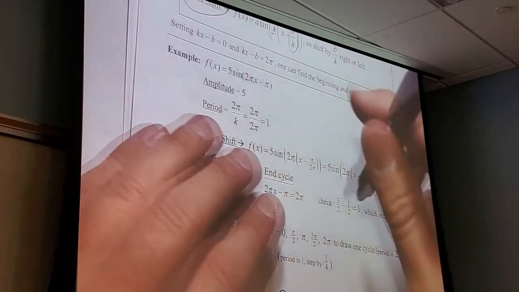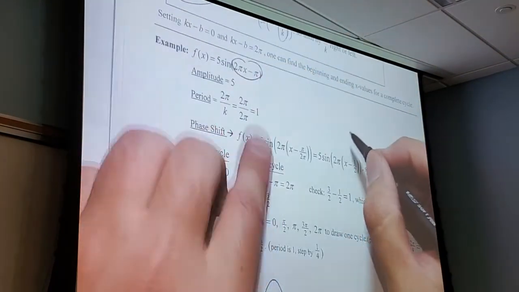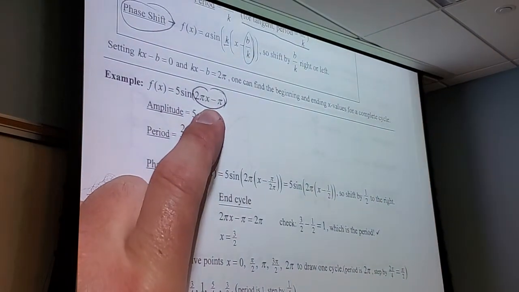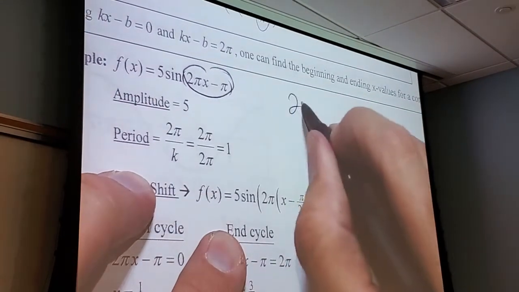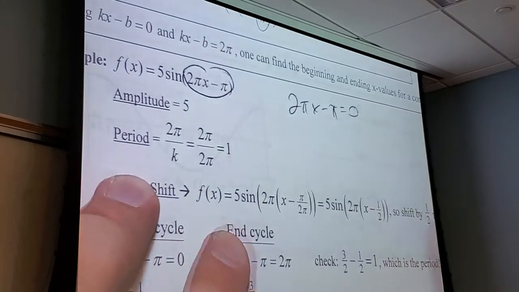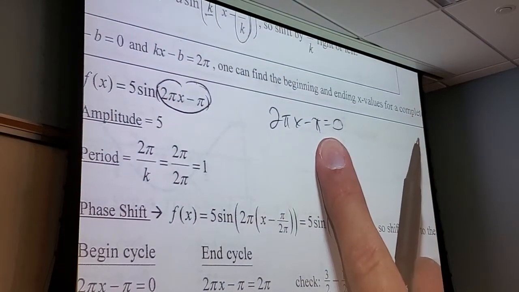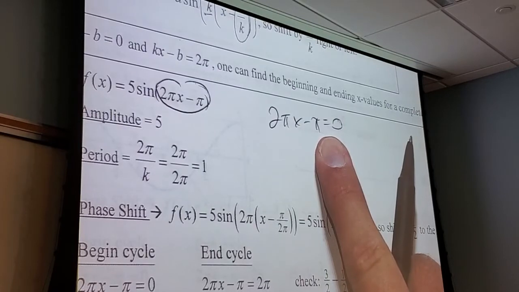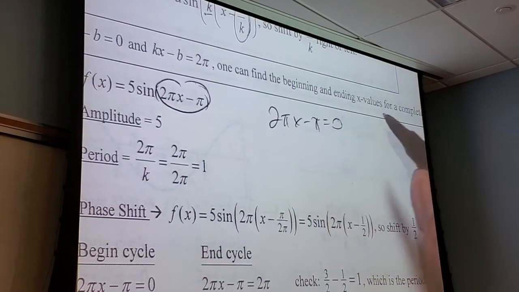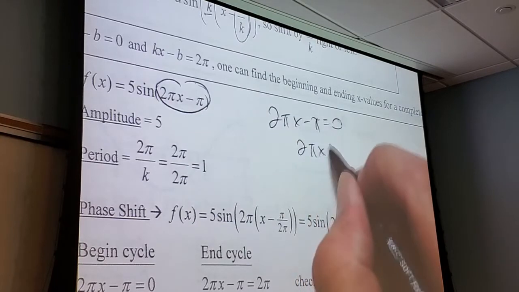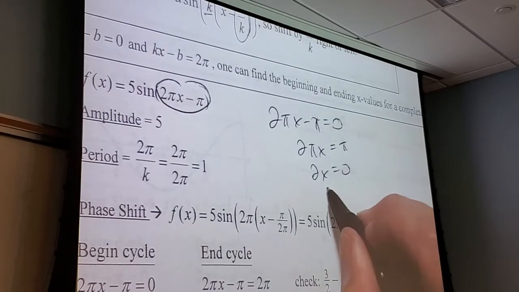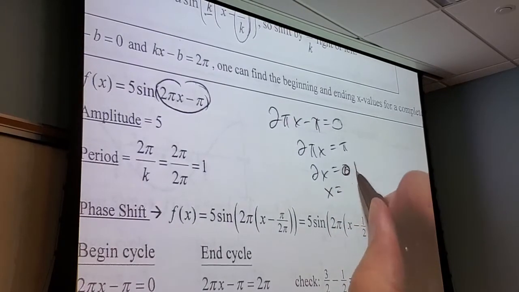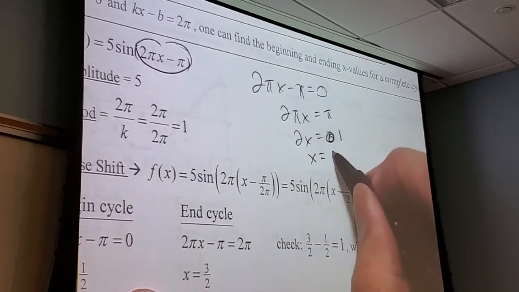So for example, this one. There's the inside, yes? So let me do this right here, and then we'll just compare it to what I have further down. When is the inside equal to 0? Can you just solve this for me? Can somebody help me solve this? Yeah, so you could add the pi, you could divide by pi, right? So then x equals, divide by pi. So what's x equal? 1 over 2, yes.